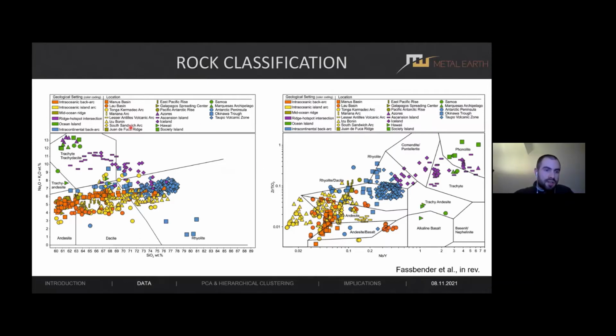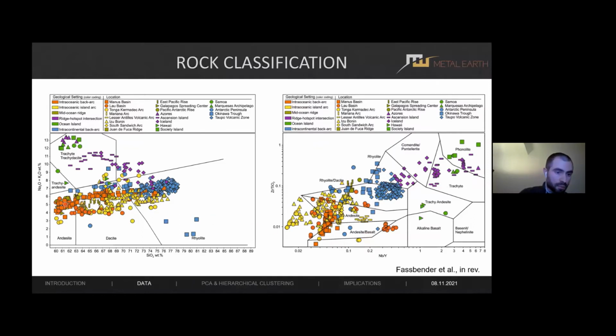And we see that samples from ocean islands have low SiO2 concentrations, that have high sodium potassium concentrations, and that is reflected in high niobium yttrium ratios as well. And ridge hotspot intersections are slightly more transitional. They have ferritic samples as well. They have high SiO2 concentrations, slightly lower sodium potassium concentrations, and that is again reflected in decreasing niobium yttrium ratios.